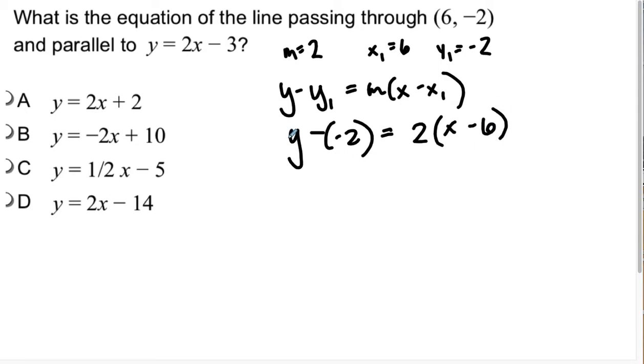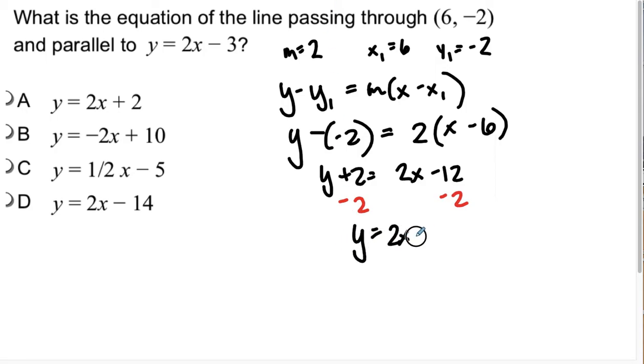Then I'm going to solve for y, and I'm going to distribute 2 with x and 2 with -6 already. Then I'm going to subtract 2 from both sides. So that gives me y equals 2x minus 14. So 2x minus 14 is my equation. That's going to be parallel to 2x minus 3. And it'll pass through the point 6 comma -2.